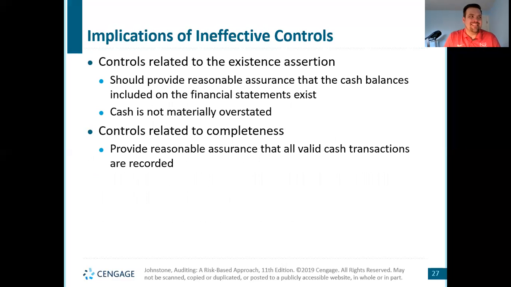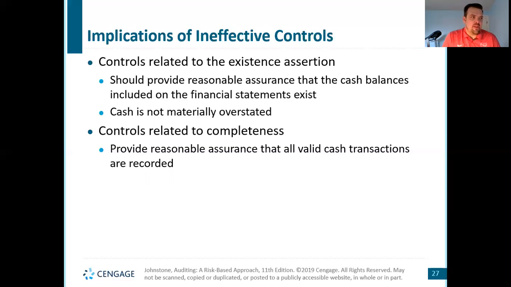Controls related to the existence assertion should provide reasonable assurance that the cash balances included on the financial statements actually exist, and that cash is not materially overstated. So the best way to do that, again, is with an external confirmation sent to the bank. We can look at bank statements, but those are easier to falsify than an actual third party sending us the information.